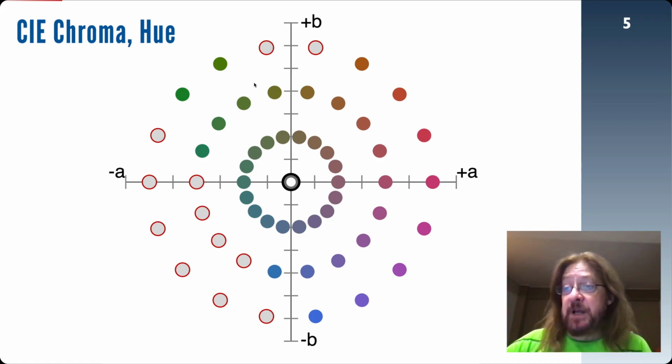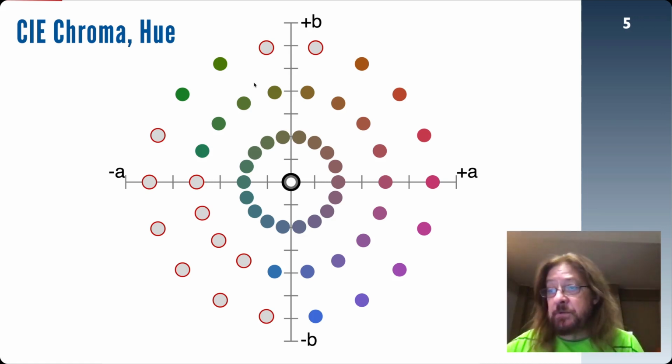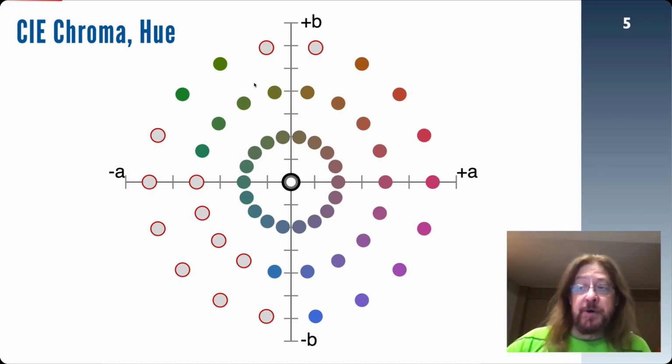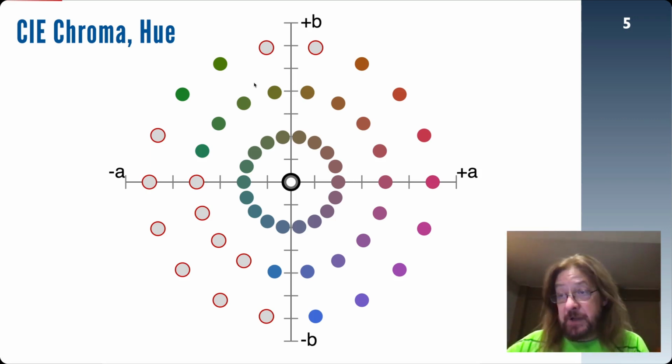Here's a slice of the AB plane at a given value of lightness, 50. It's easier to describe a color on this plane in terms of the distance from neutral, the chroma, and the angle from the positive A-axis, or the hue. The colored circles show samples on this plane, in color if they're inside the gamut of sRGB, and in gray with a red surround for out of gamut colors.